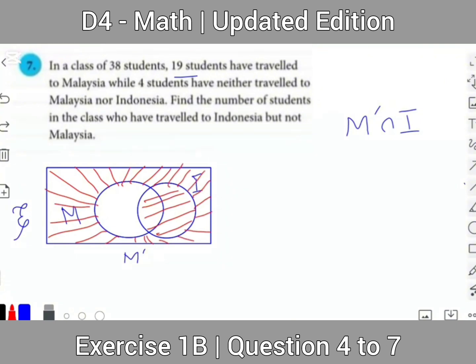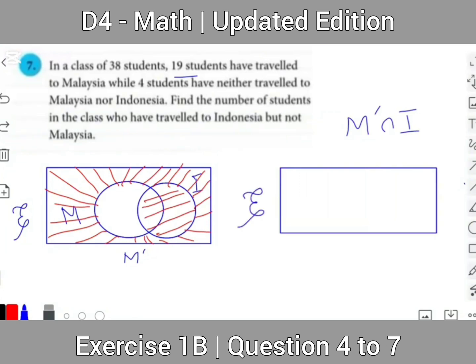Now in the next Venn diagram, we want to find out the region for the set I. So for this, we will shade the region of the set I with black color.